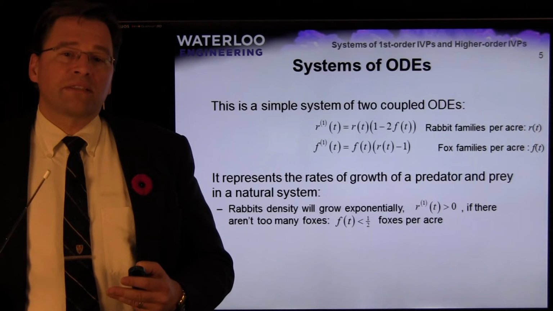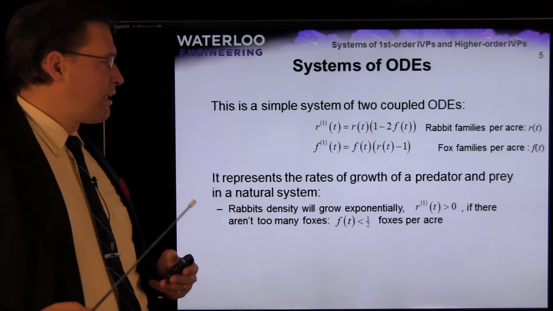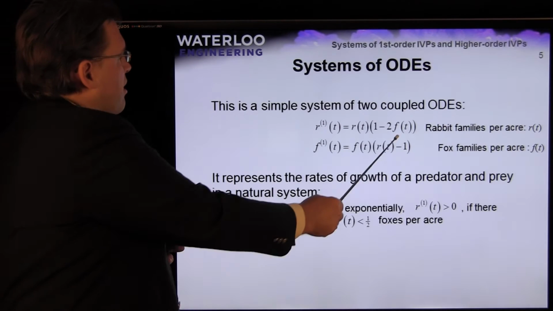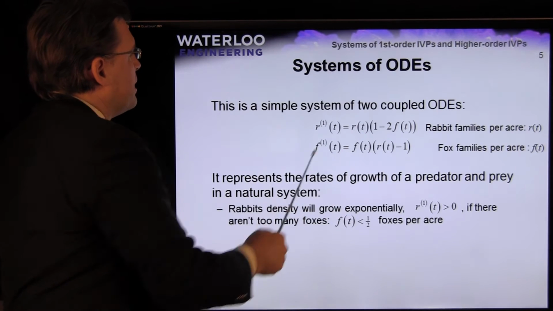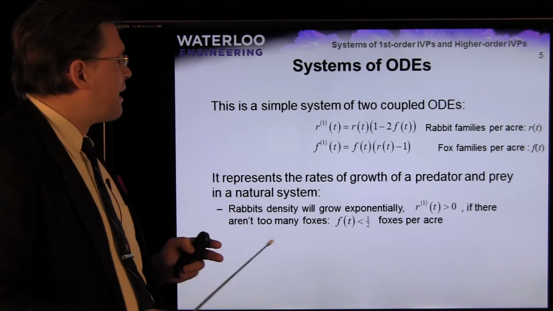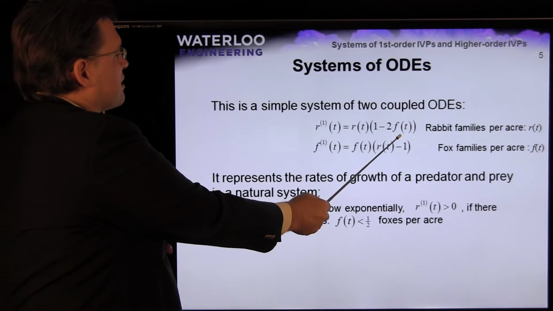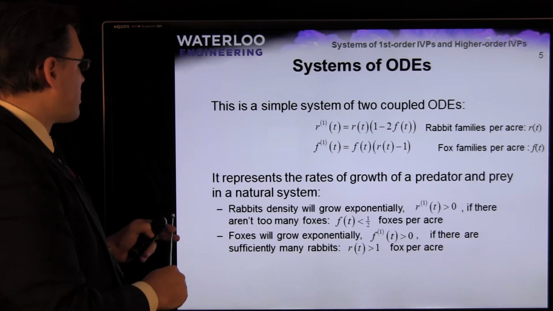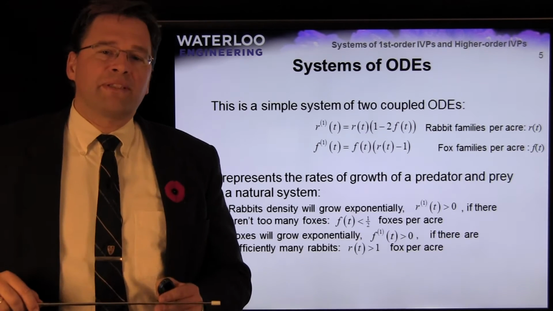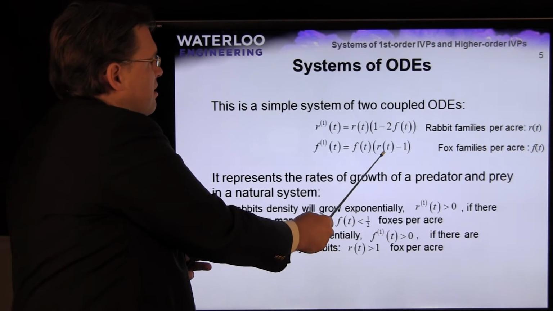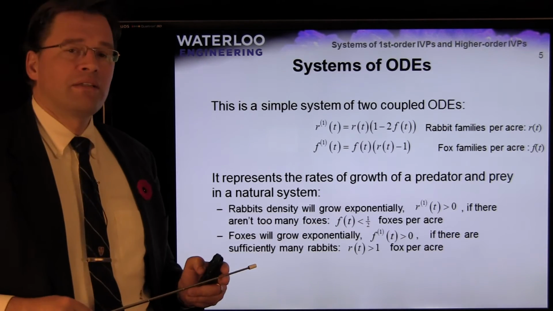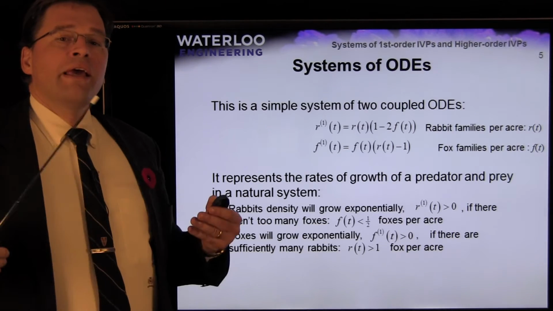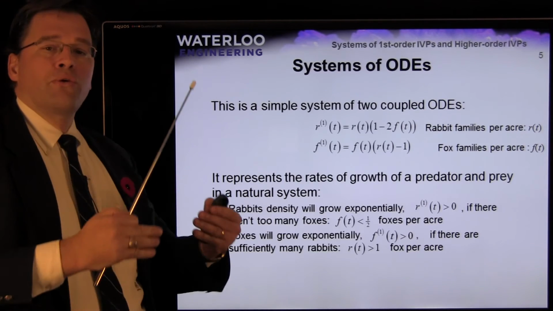So now, rabbits are going to increase exponentially as long as there aren't too many foxes. So again, the rate of growth of rabbits is going to be growing exponentially as long as the density of foxes is less than 0.5 families per acre. Similarly, the foxes will grow exponentially as long as there are sufficient rabbits to feed them. So as long as the rabbit population is greater than 1, the fox population is going to grow exponentially in a positive direction. In the opposite case, you're going to have exponential decay.